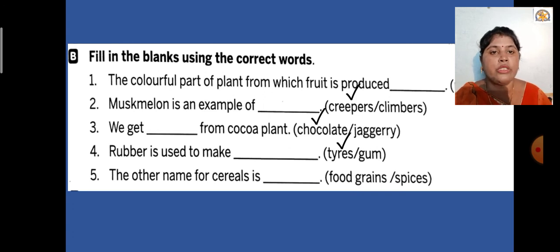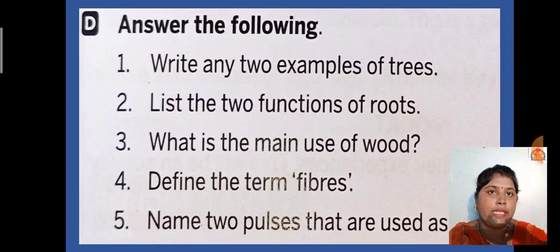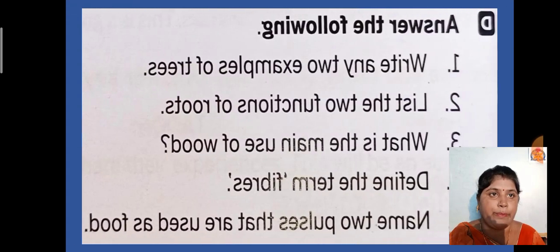Number 5, the other name for cereals is food grains or spices. Yes, the other name for cereals is food grains. In this way we solve exercise B. I hope you understood. In this way you have to solve exercise B. You can copy down the answers, you can write them down. You can take a xerox also, and solve this exercise B in your science notebook. Okay children, let us see the exercise D.